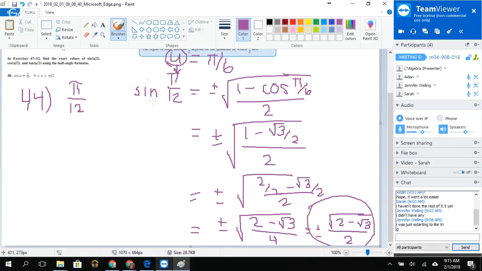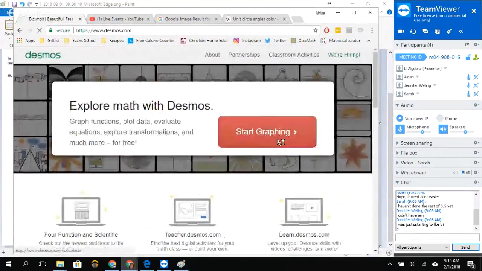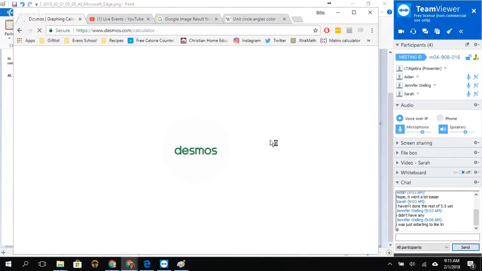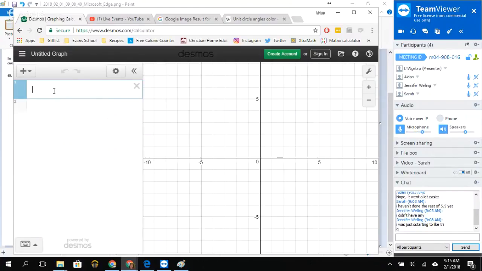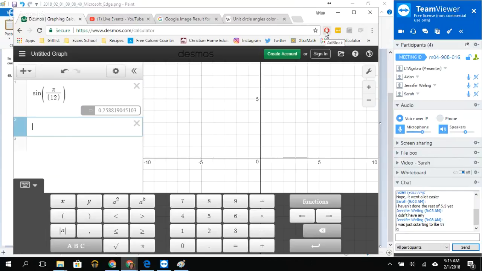I'm pretty sure if we go into Desmos or you use your TI calculator, you can try this for me. Just to come full circle, here's good old Desmos. If I put in the sine of pi over 12, let's see what we get. We just get some decimal value, which should correspond to our radical value, the square root of 2 minus the square root of 3, and the whole thing is divided by 2. Then we end up with the same value. Ta-da!